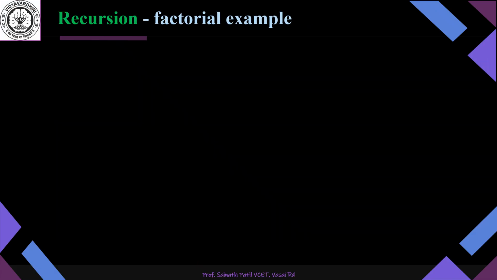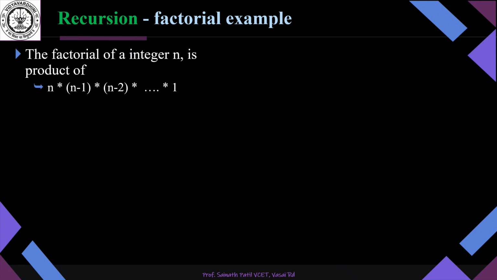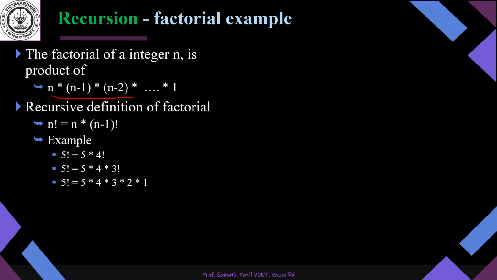Let's see a recursion example for finding the factorial of a number. The factorial of an integer n is the product of n into n minus 1 into n minus 2, and so on. Recursively, it can be given as n factorial is equal to n into (n minus 1) factorial. For example, 5 factorial is equal to 5 into 4 factorial, or 5 into 4 into 3 factorial, or 5 into 4 into 3 into 2 into 1. That is, we are reaching towards the smaller problem.